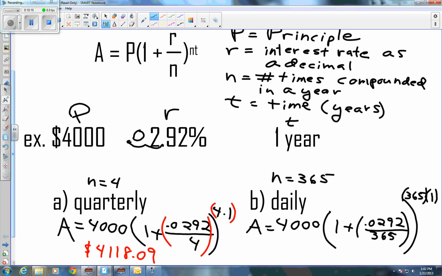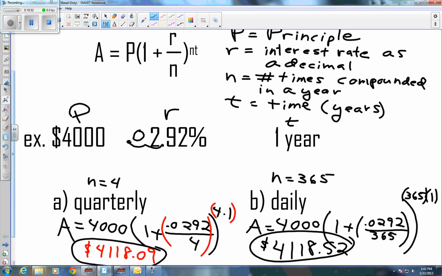Now, do you think this one should be bigger or smaller than quarterly? Could be the same. You're compounding more often, so that means you should have a little bit more, it's not a lot. So what did you get, John? I got 4,118.52. Okay, so it is a little bit more. Not a huge lot more, but depending on how much money you have in there, it can make a difference.